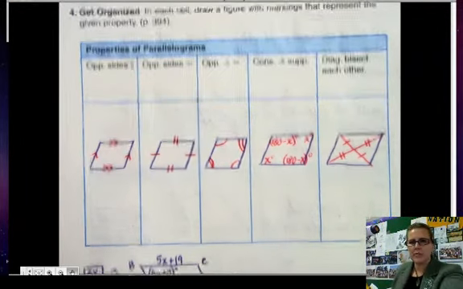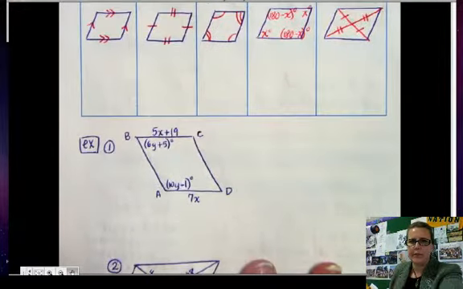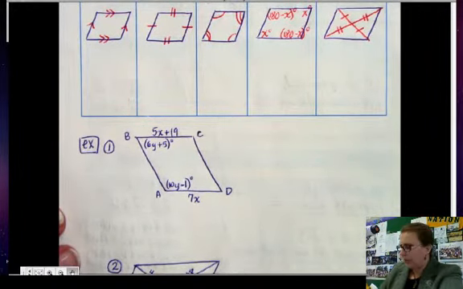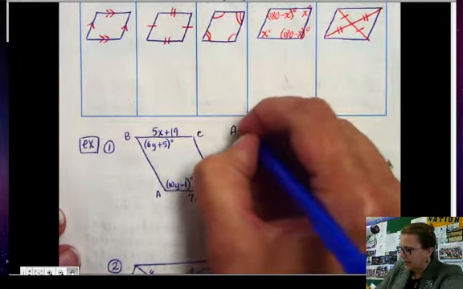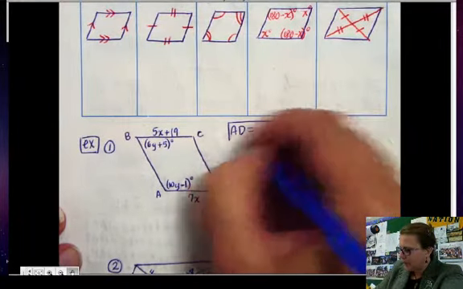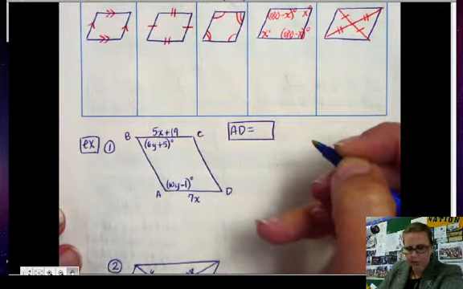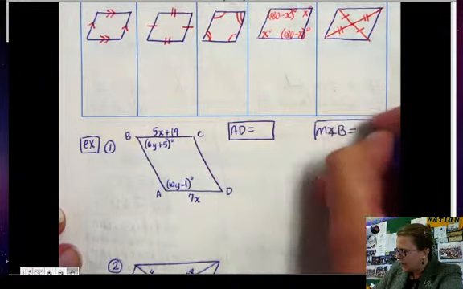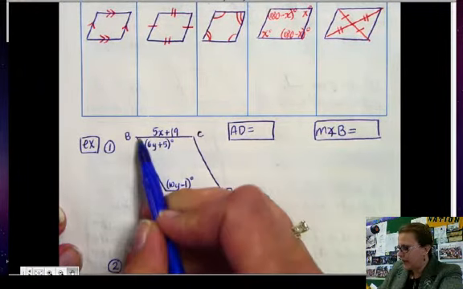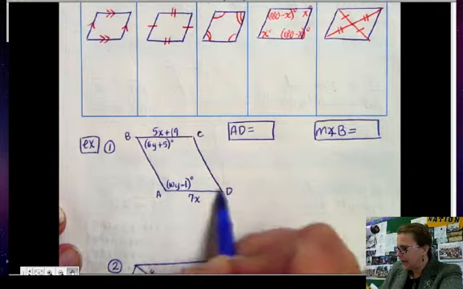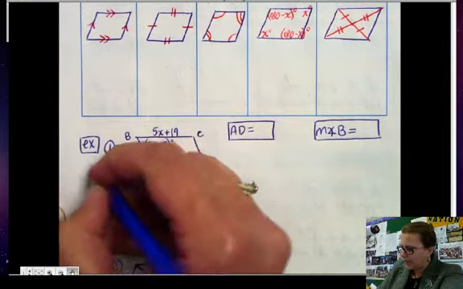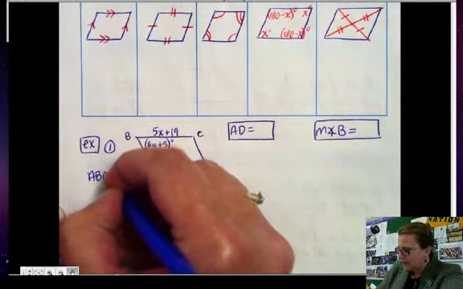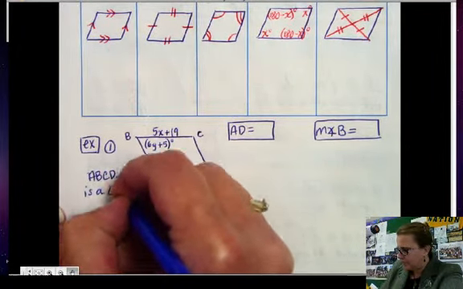Okay? So let's have 2 examples down here to do with you. First of all, we want to find out what AD is. AD equals what? So that's our goal. And secondly, we're going to find out what the measure of angle B is. Okay, so how do we find out what AD is? Well, AD is opposite of BC. Oh, I forgot to tell you that I'm given that ABCD is a parallelogram. Okay?